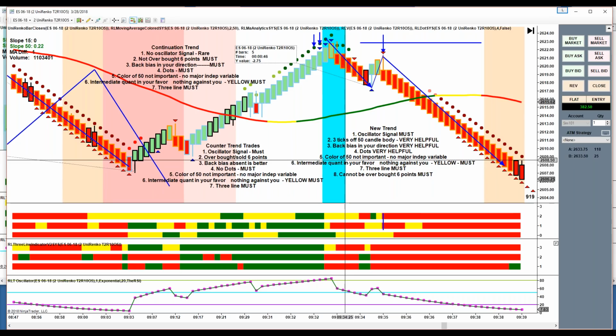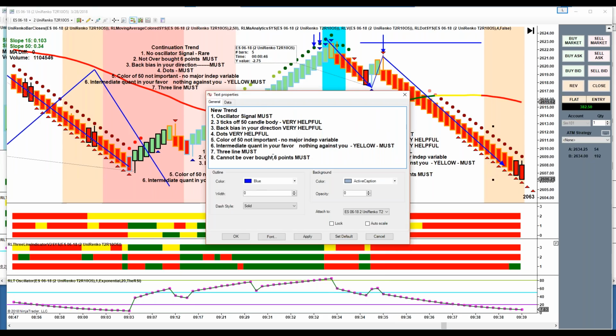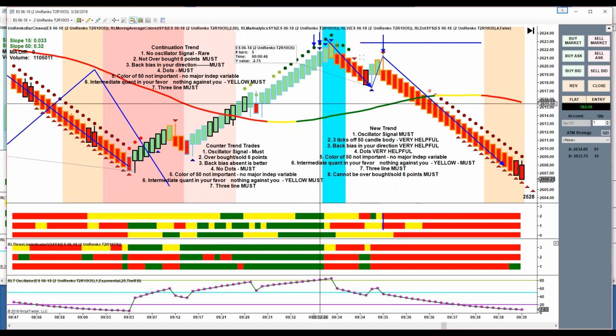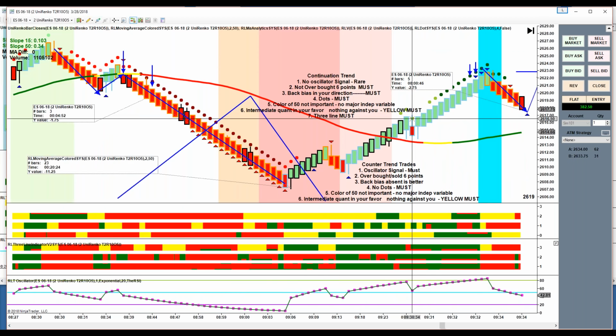Intermediate quant in your favor with the minor and the major not against you, a must. The 3 line, a must. Cannot be overbought or oversold, and that's 6 points. And if you adhere to this, you're likely going to get great trades.